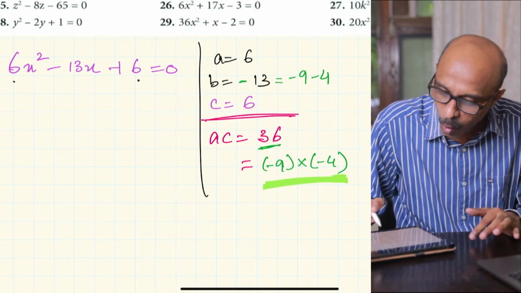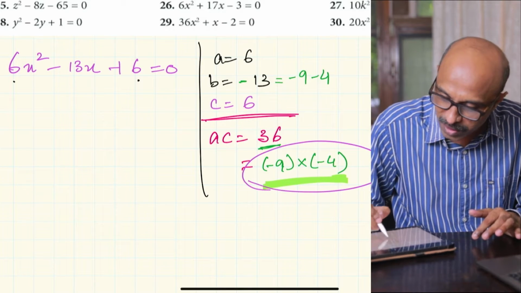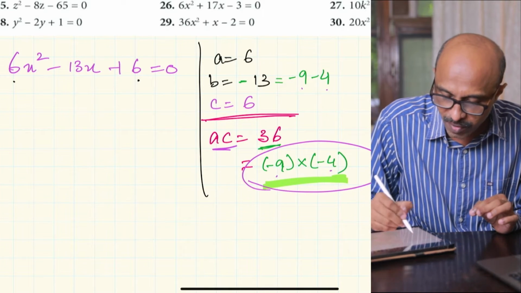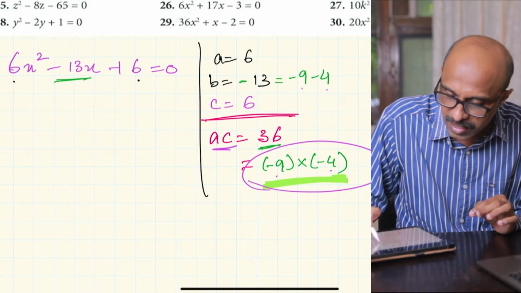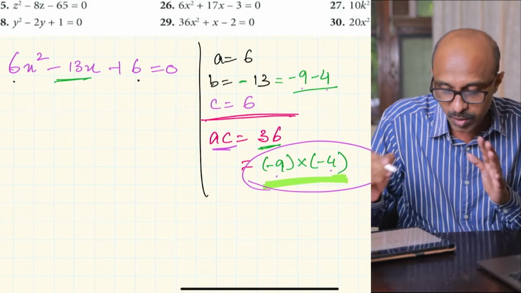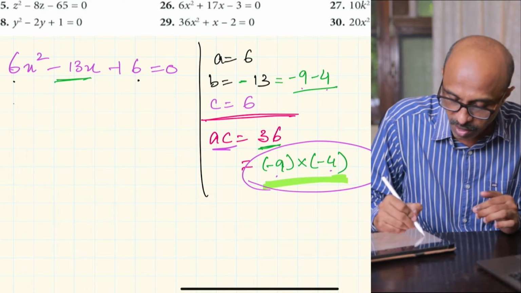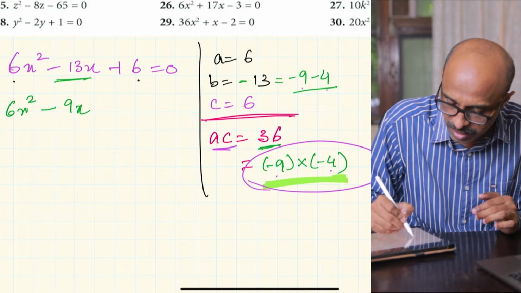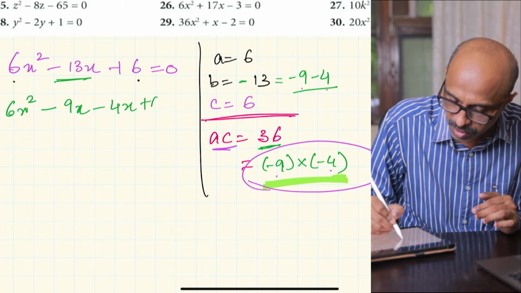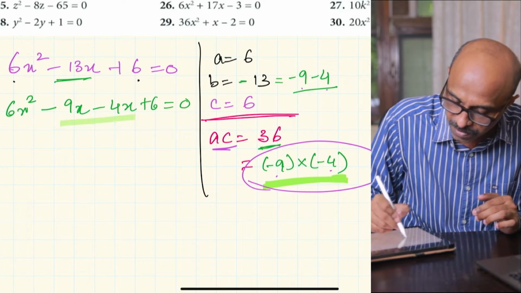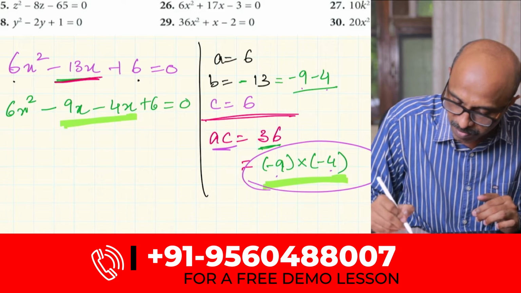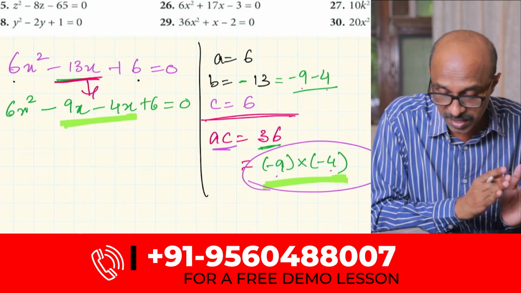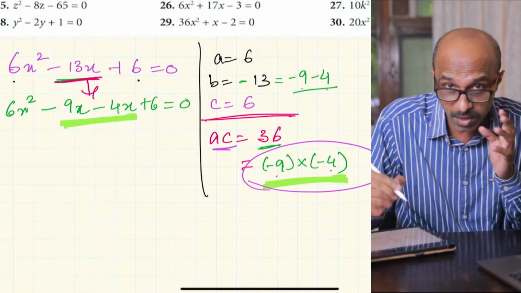But anyway, coming back to this, when you look at the factors of ac, only one combination will work. So it's only negative 9 and negative 4. Then we write this negative 13 as negative 9 minus 4. That's what's called splitting of the middle term. So 6x squared comes down as it is, and negative 13x we write as negative 9x minus 4x, plus 6 is equal to 0. These two terms are basically the one term written as the sum of negative 9x and negative 4x, giving you negative 13x. That's called the splitting of the middle term.